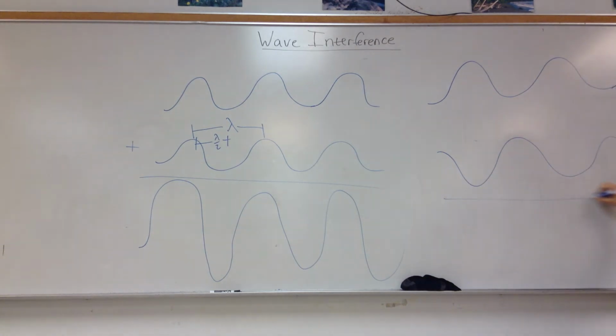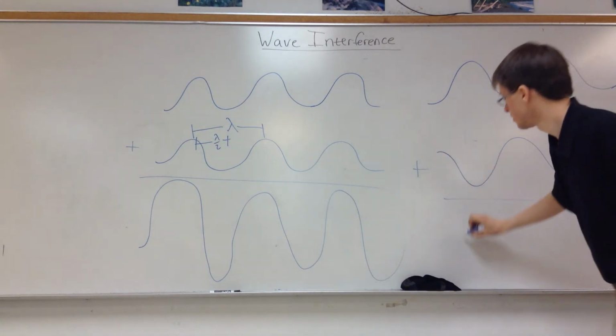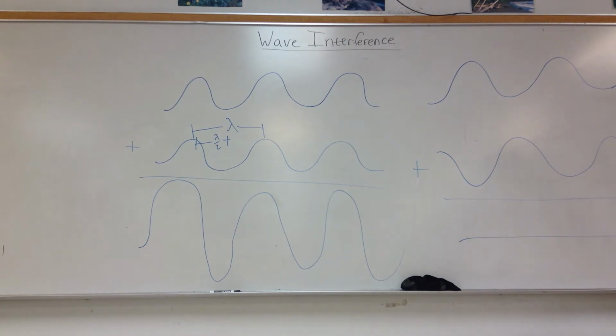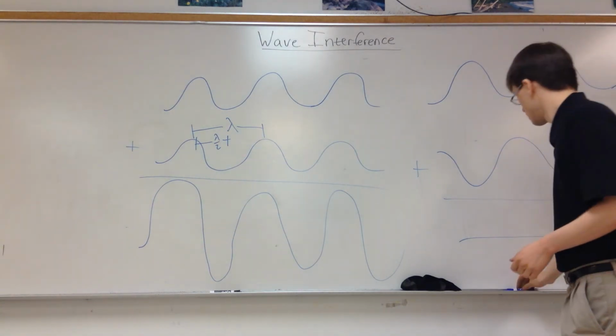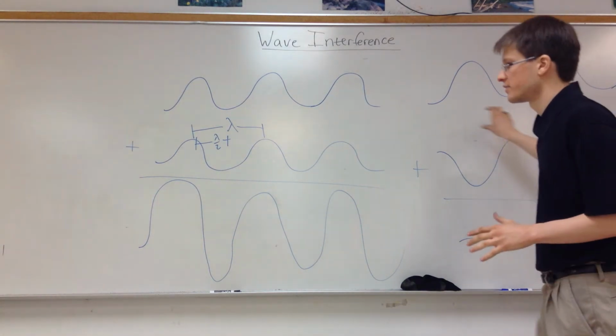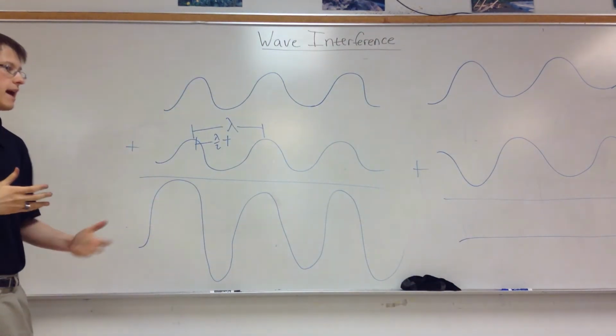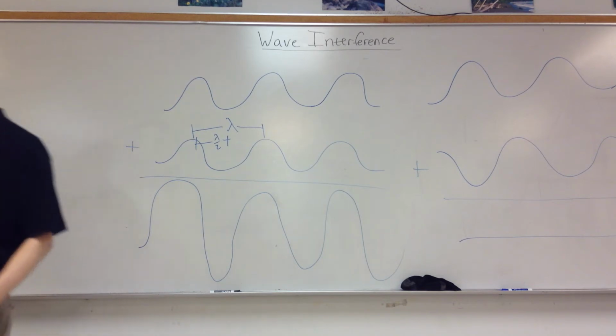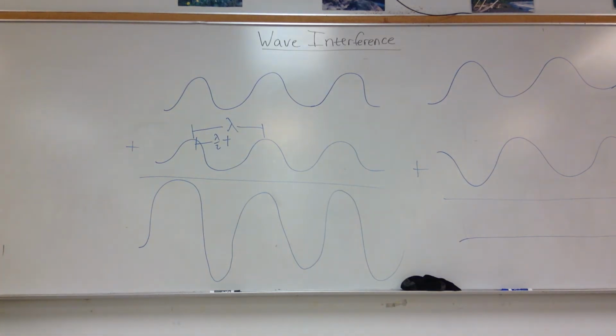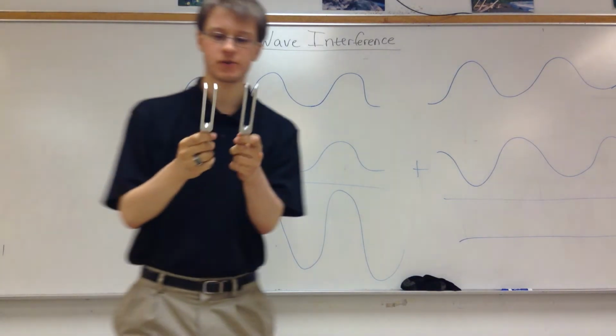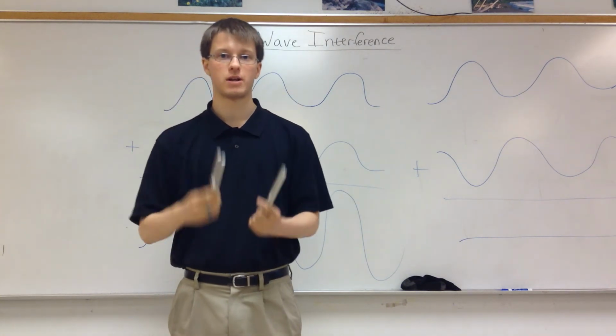And when you add these two together, you just get nothing, because they cancel out completely. This is destructive interference again, this is constructive interference, but usually, you're going to have some kind of a mix of the two. For example, I have here two tuning forks, which make a C when hit.